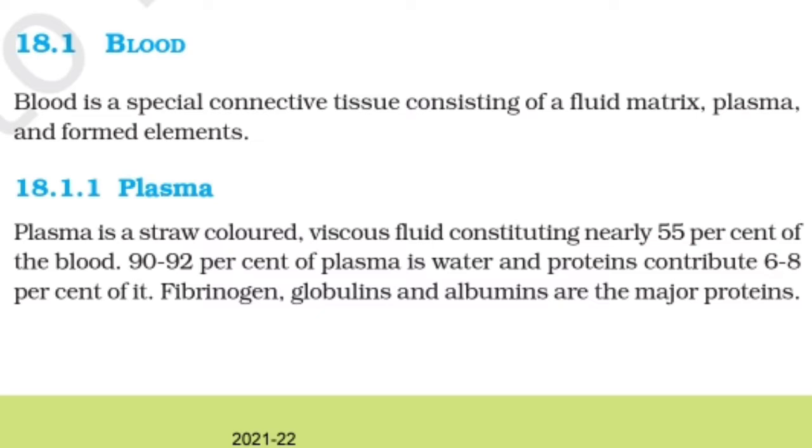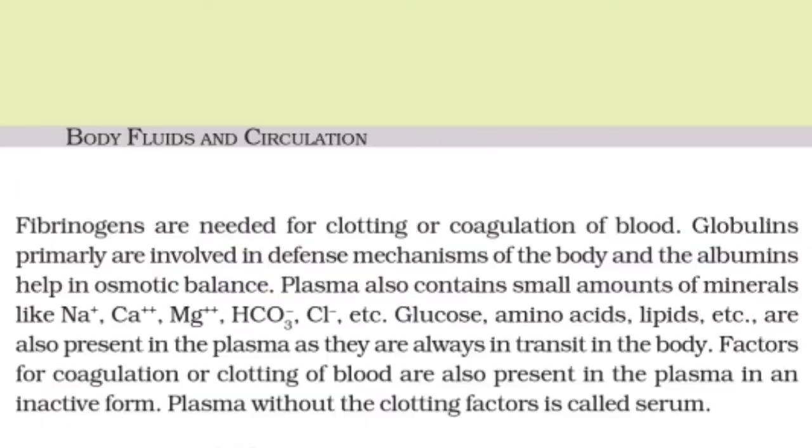18.1.1 Plasma. Plasma is a straw-colored viscous fluid constituting nearly 55% of the blood. 90 to 92% of the plasma is water and proteins contribute 6 to 8% of it. Fibrinogen, globulins and albumins are the major proteins. Fibrinogens are needed for clotting or coagulation of the blood. Globulins primarily are involved in defense mechanisms of the body, and albumins help in osmotic balance.